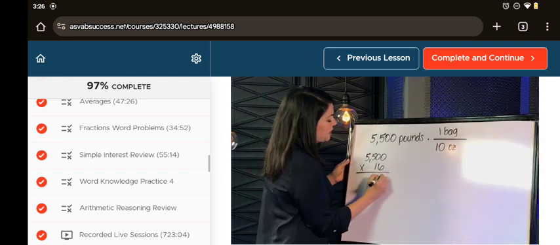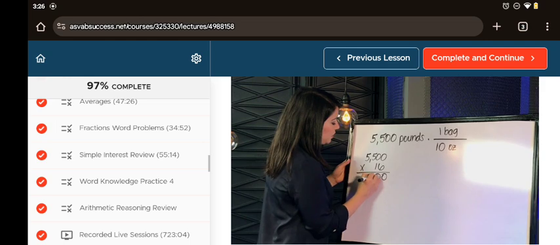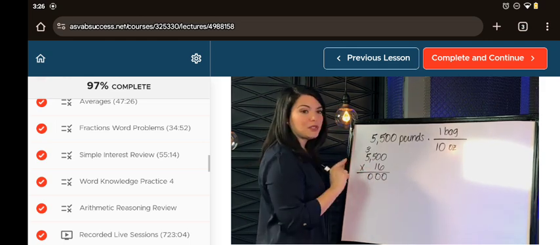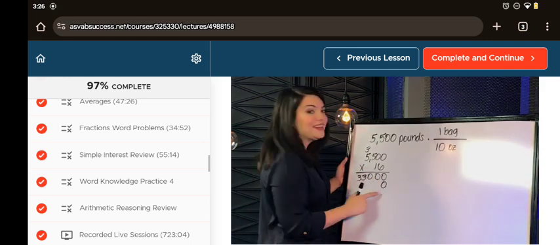So 6 times 0 is 0, 6 times 0 is 0, 6 times 5 is 30. We carry a 3. 6 times 5 is 30, plus 3, 33. We add a 0 here, and then we can go ahead and multiply again.